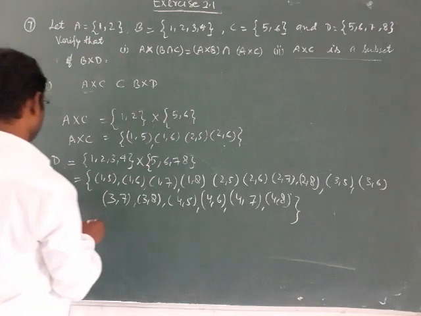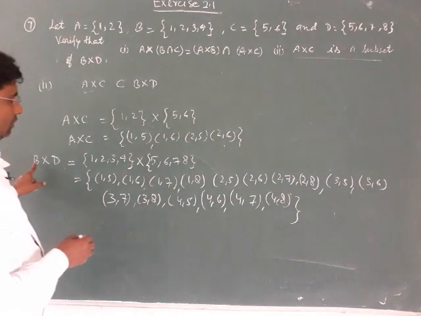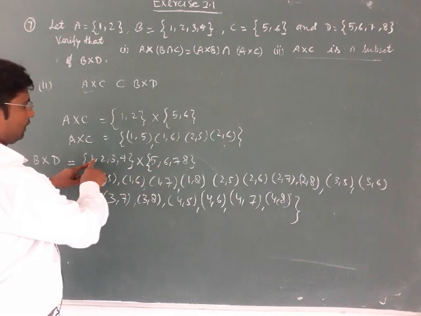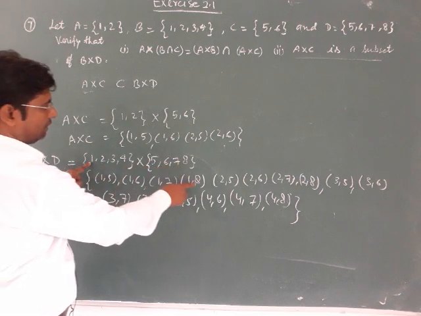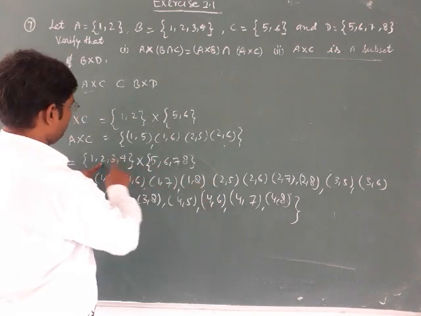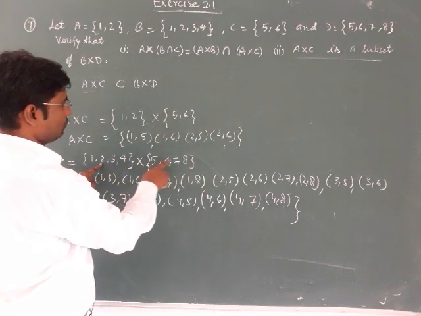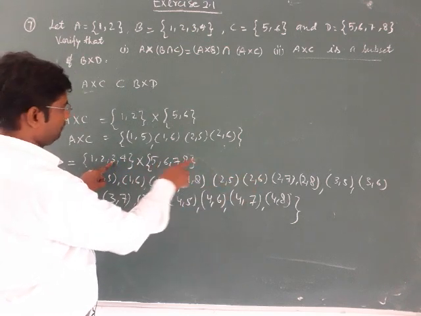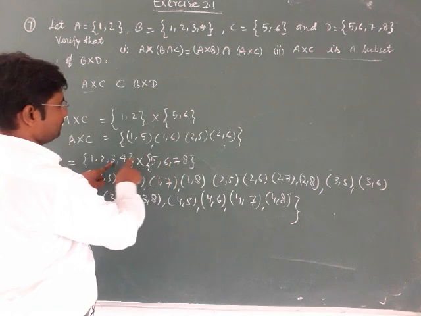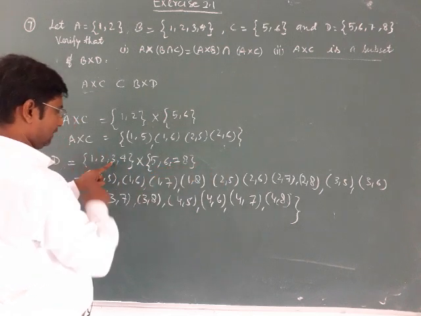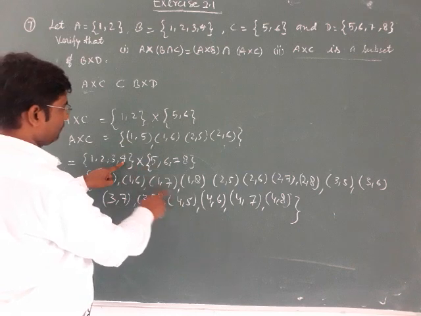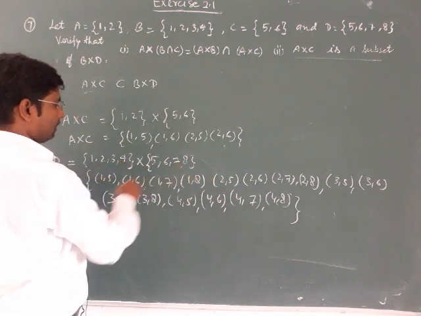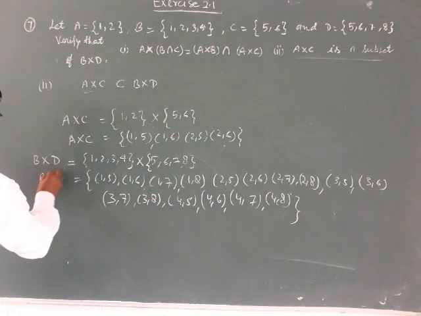So these are the ordered pairs of B cross D: 1, 5; 1, 6; 1, 7; 1, 8; 2, 5; 2, 6; 2, 7; 2, 8; 3, 5; 3, 6; 3, 7; 3, 8; 4, 5; 4, 6; 4, 7; 4, 8. So this is B cross D.